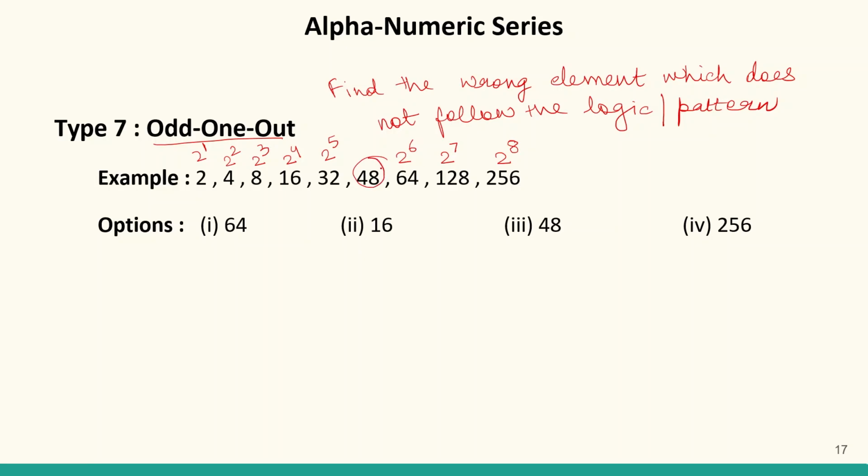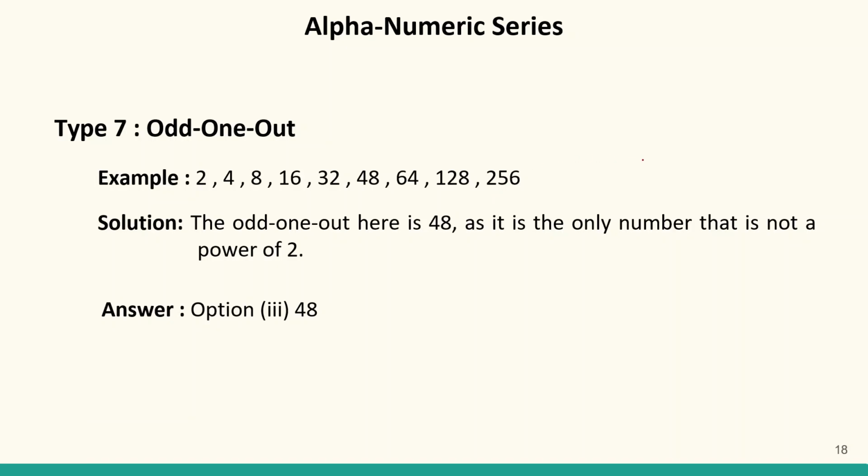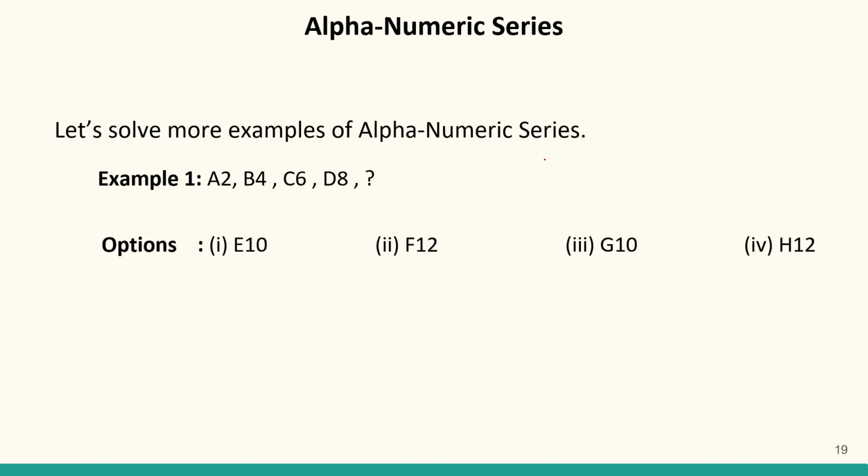Only this number cannot be denoted in the form of 2 raised to the power x. We cannot denote the number 48 in this manner. Hence, this is the only odd one out. So your answer will be third, 48. Here is the solution. You can check it out.